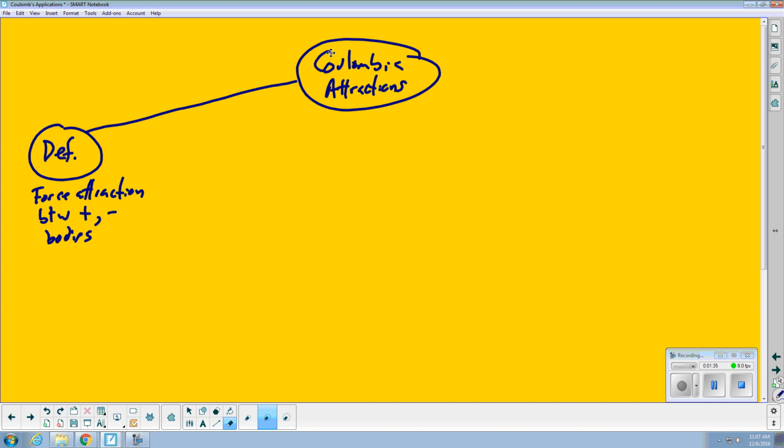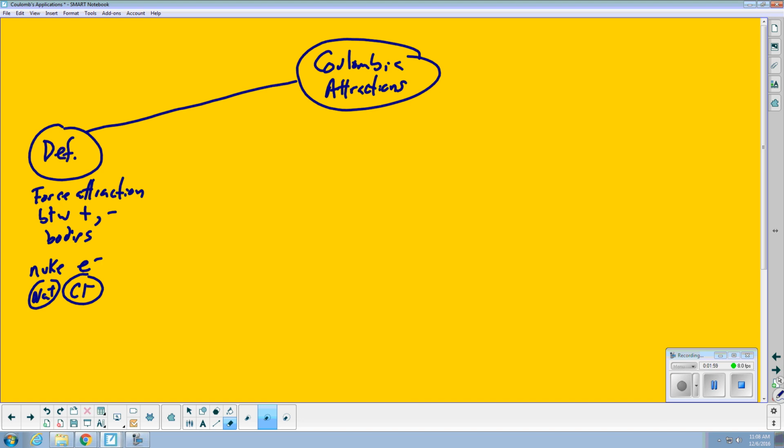Good. So that could be between what? A nucleus and an electron. It could be between a cation and an anion. It could be between the positive pole on one polar molecule and the negative pole on another polar molecule. All of those are Coulombic attractions.